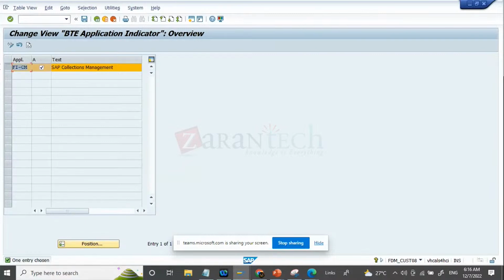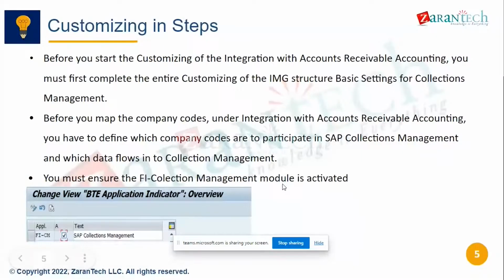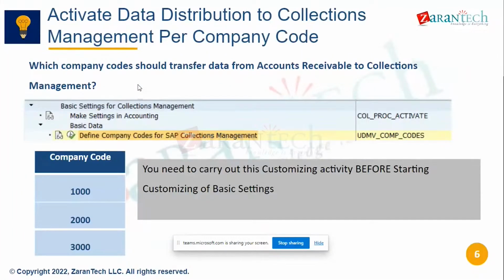So basically, you have this collection management module activated. This would be your first step of the configuration. Once you do this, you also need to ensure that the company codes are activated for collection management, correct? For example, you can have multiple company codes in your organization, and maybe you will be using this collection management module for a few of them, or maybe for all of them. That can also be done over here.